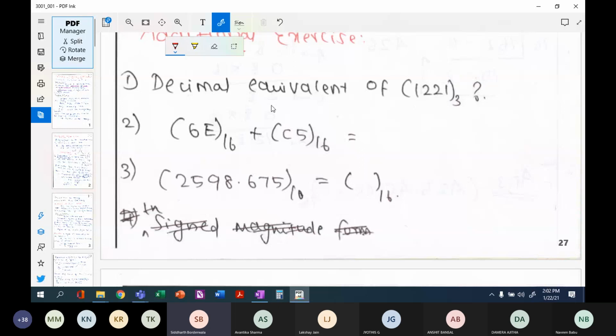So we will take each symbol times 3 raised to its weight, and add all of that. So this position corresponds to 3 power 0. This corresponds to 3 power 1. And this corresponds to 3 power 2. And this corresponds to 3 power 3.